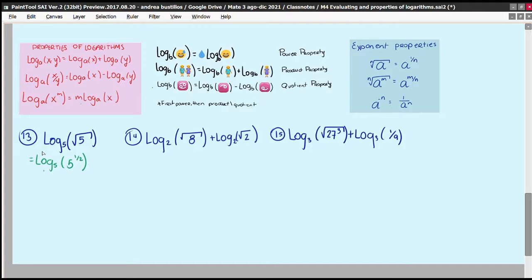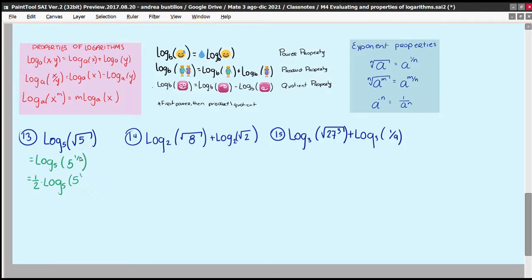So I'm going to plug this 1/2 outside using the power property, because any exponent can be plugged outside as a number multiplying the logarithm. So 1/2 times logarithm base 5 of 5 to the power of 1/2.